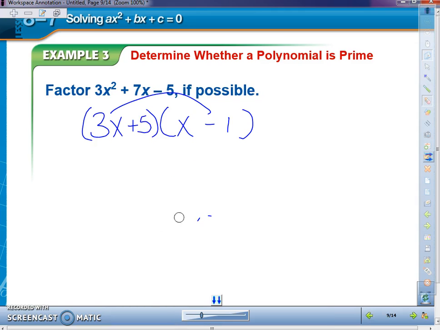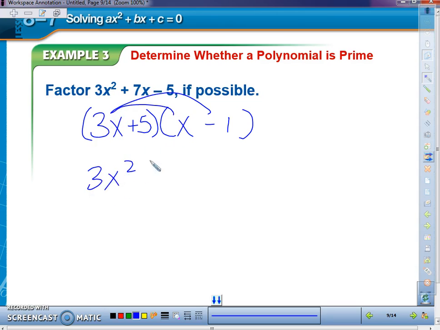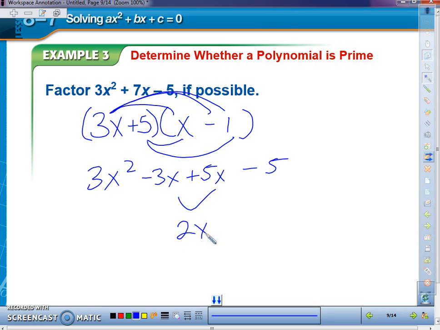All right, and again, I'm moving kind of fast, I know, but I know that this part is going to be right, 3x squared, and I know that it's going to be negative 5 on the end. So if I'm using FOIL, I just need to use the outsides and the insides. Okay, the outsides would be negative 3x, the insides would be positive 5x. And when I combine those, I get 2x. So this is not possible to factor. It is prime. There is no factor to that.